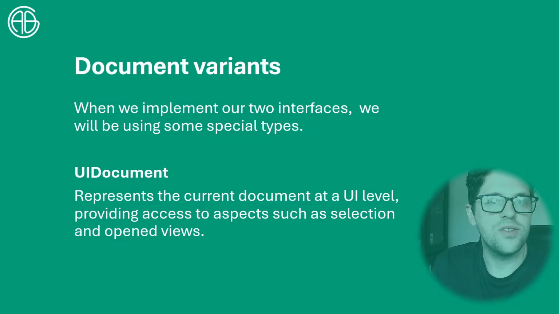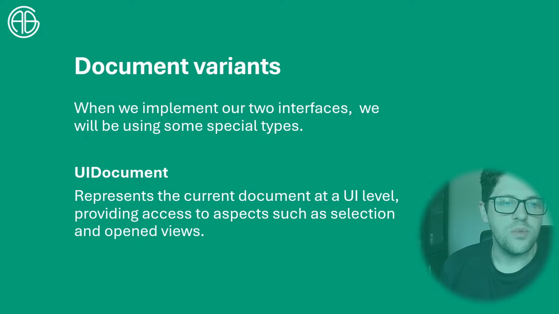We then have variants of document. We have the UI document class, which will give us access to Revit at an interface level. It will give us access to things like the ability to select things or get our selection and check which views are opened, amongst other things as well.